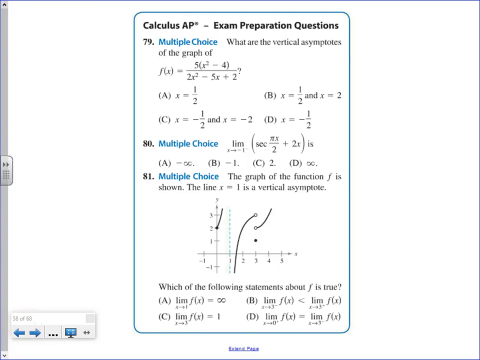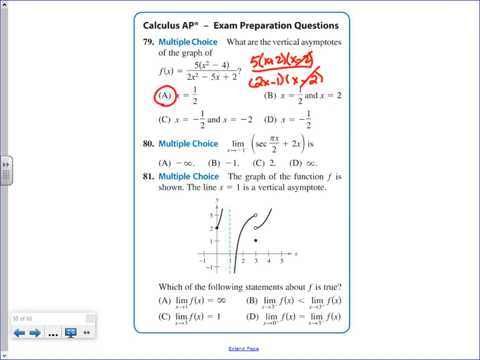For 79, who wants to take it? A. Why? Because we factor the bottom. And what did you get as the factors at the bottom? You get 1/2 and 2, but 2 can't work, and when you plug in 2 to the top, you get 0. That 0 is a removable discontinuity, but if you plug in 1/2, you could get a number.